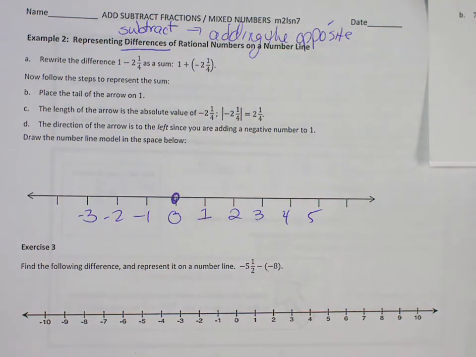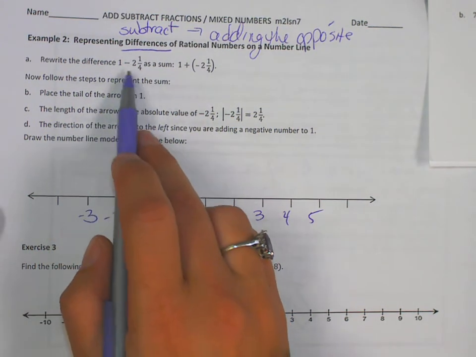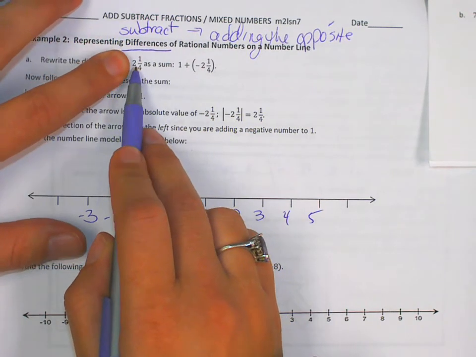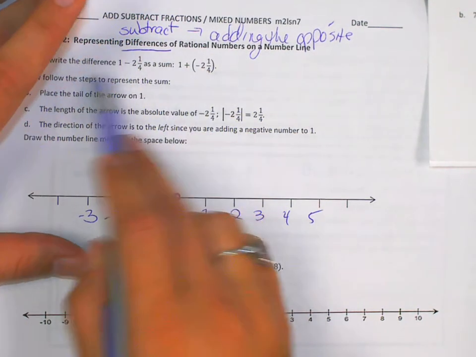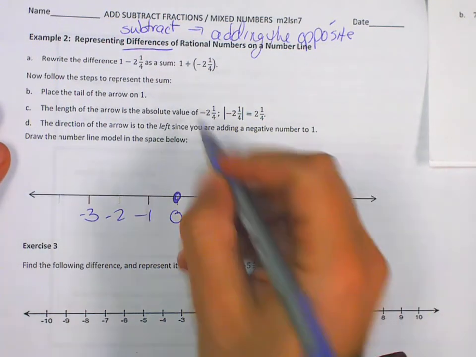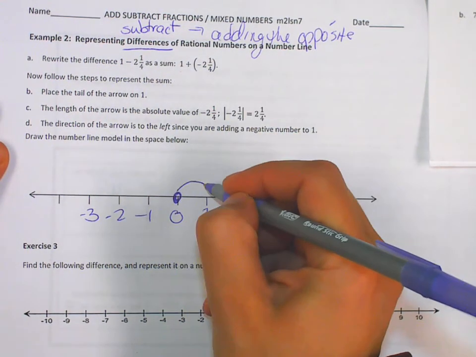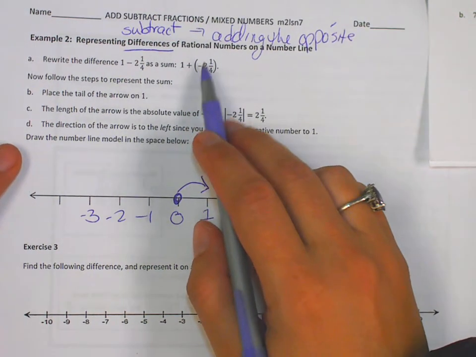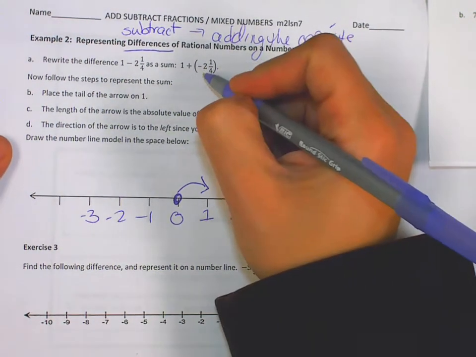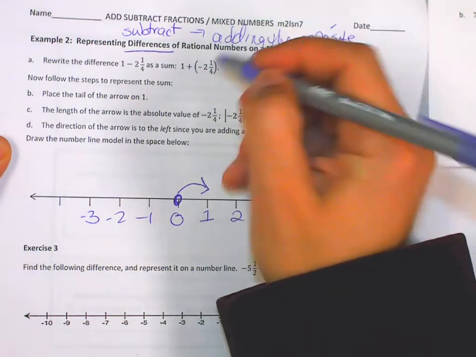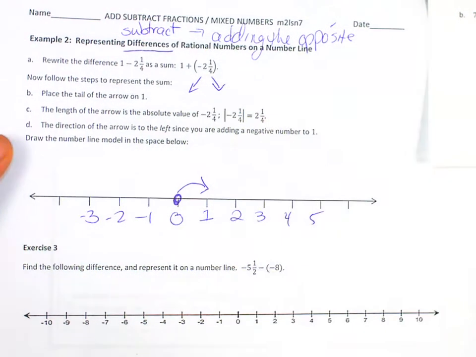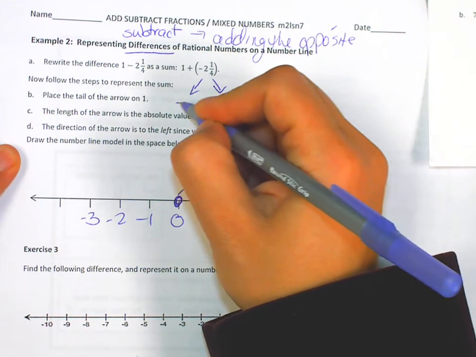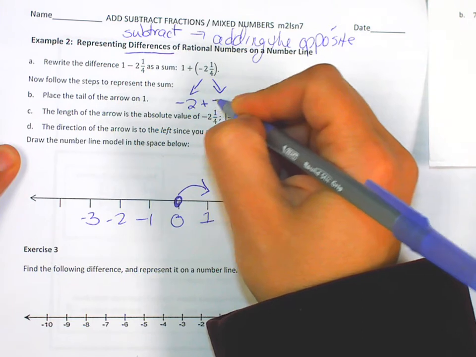Subtraction is adding the opposite. We're going to go, this subtraction is changed to adding. And the opposite of a 2 1/4 is a negative 2 1/4. They did the work for us. So we're going to go right, because it's positive, right 1. And then to make your life easy, we are going to break this apart into a -2 and a -1/4.